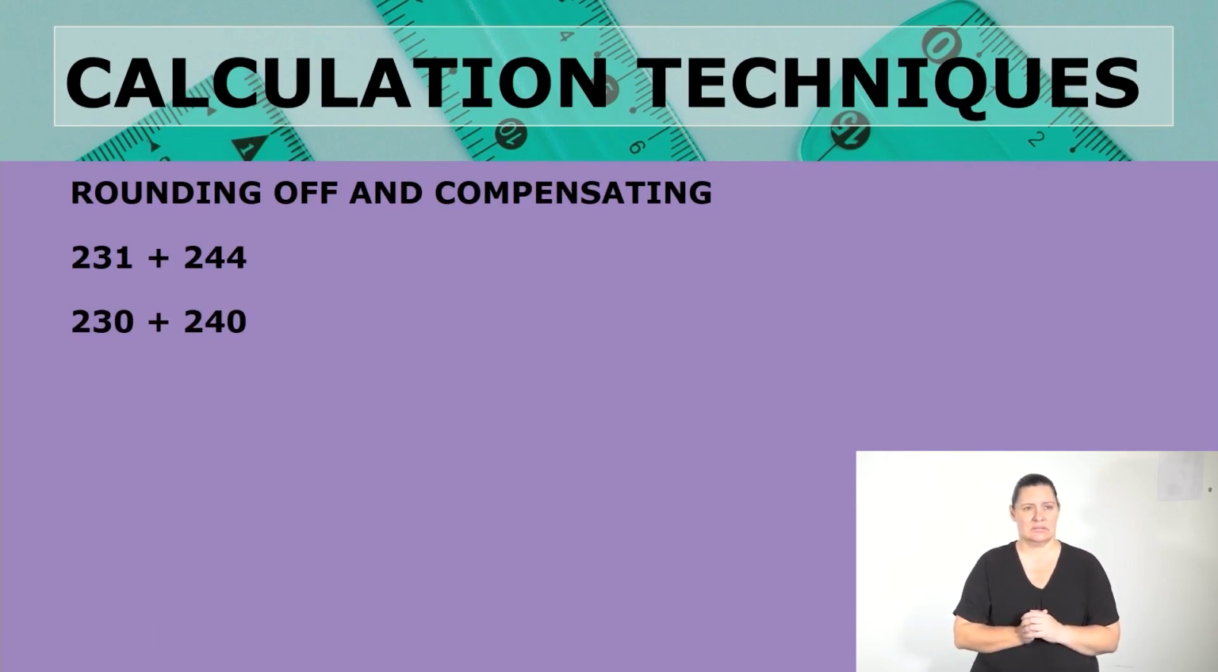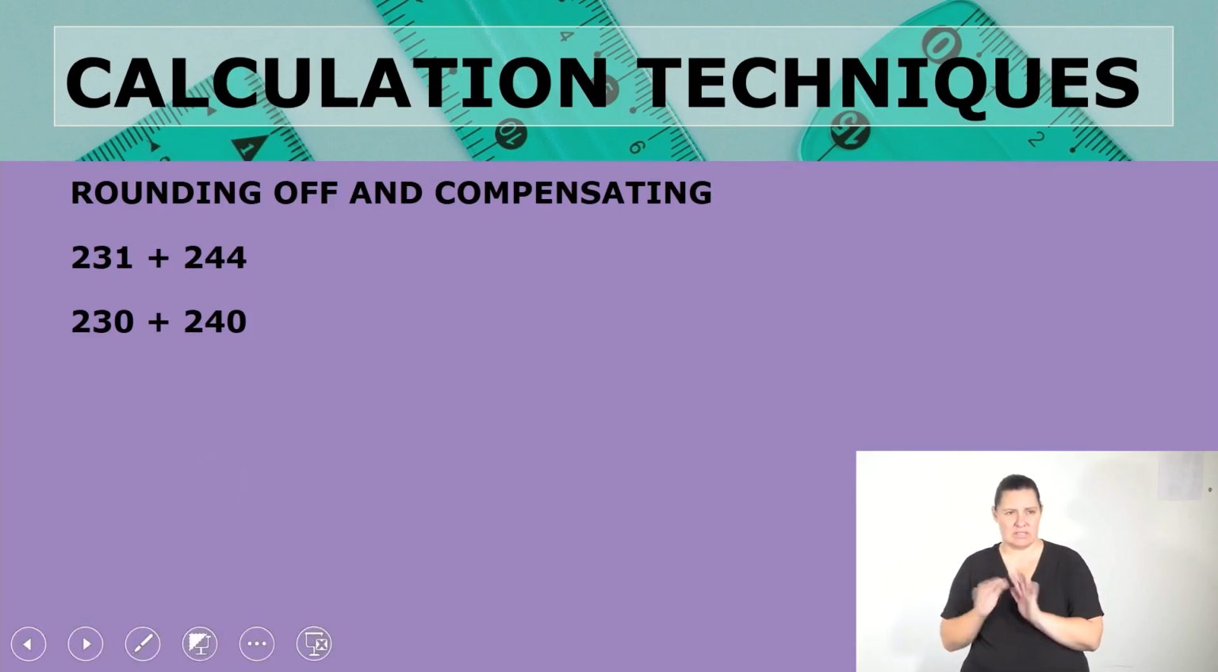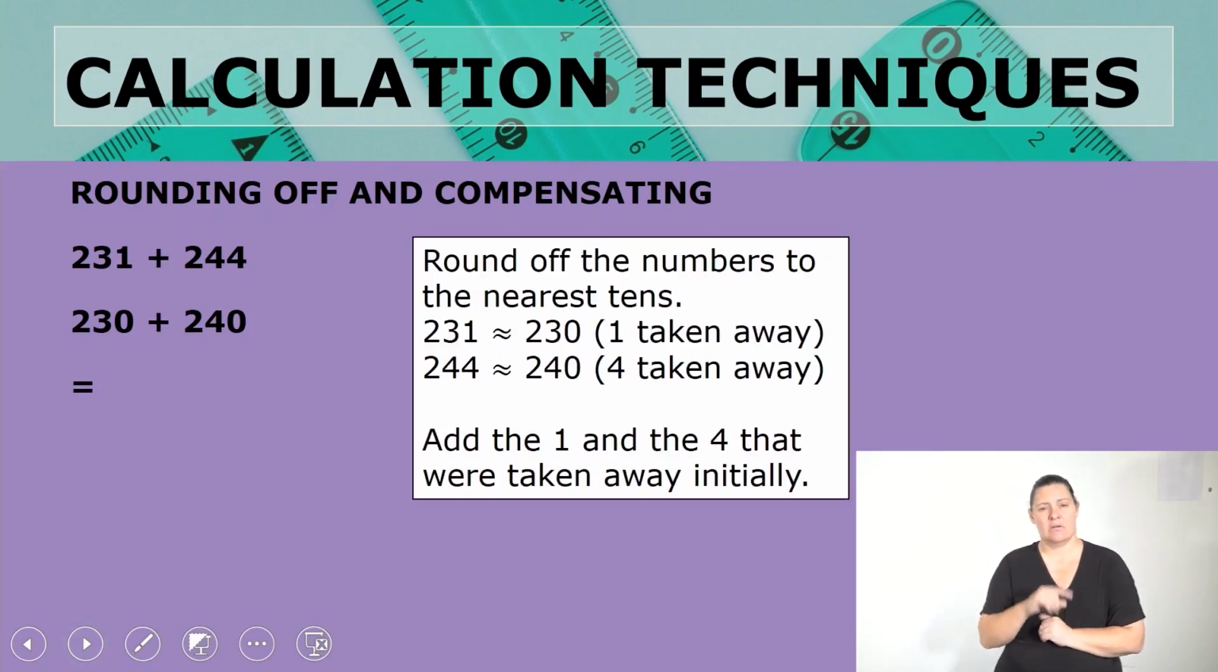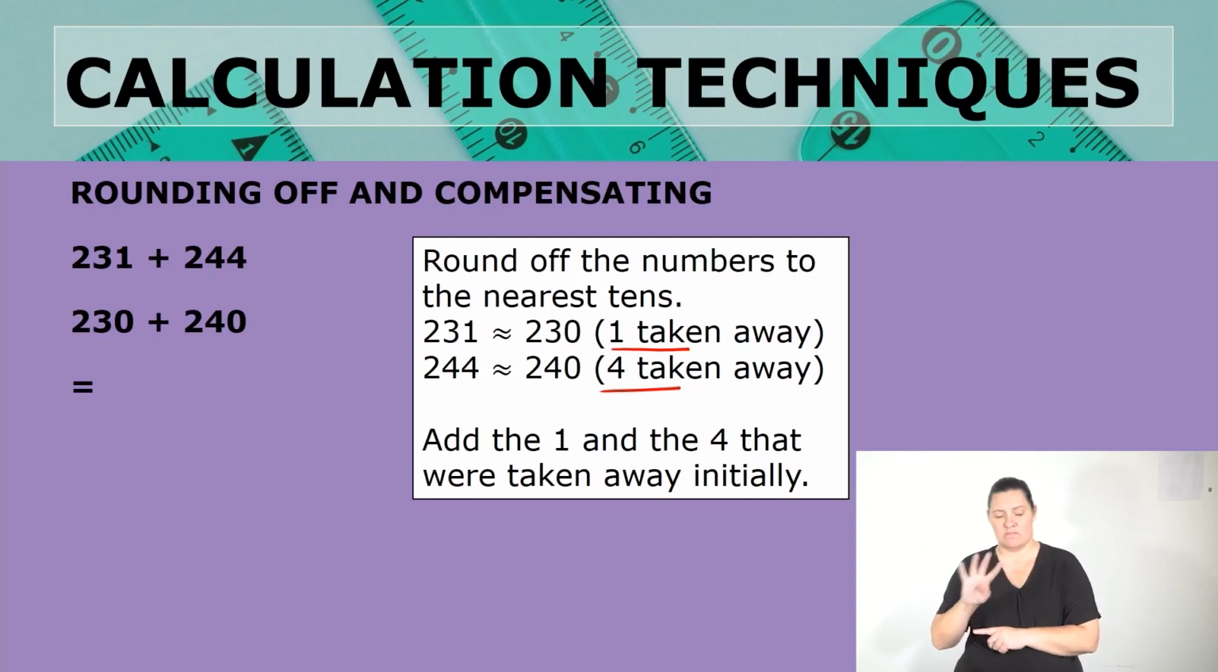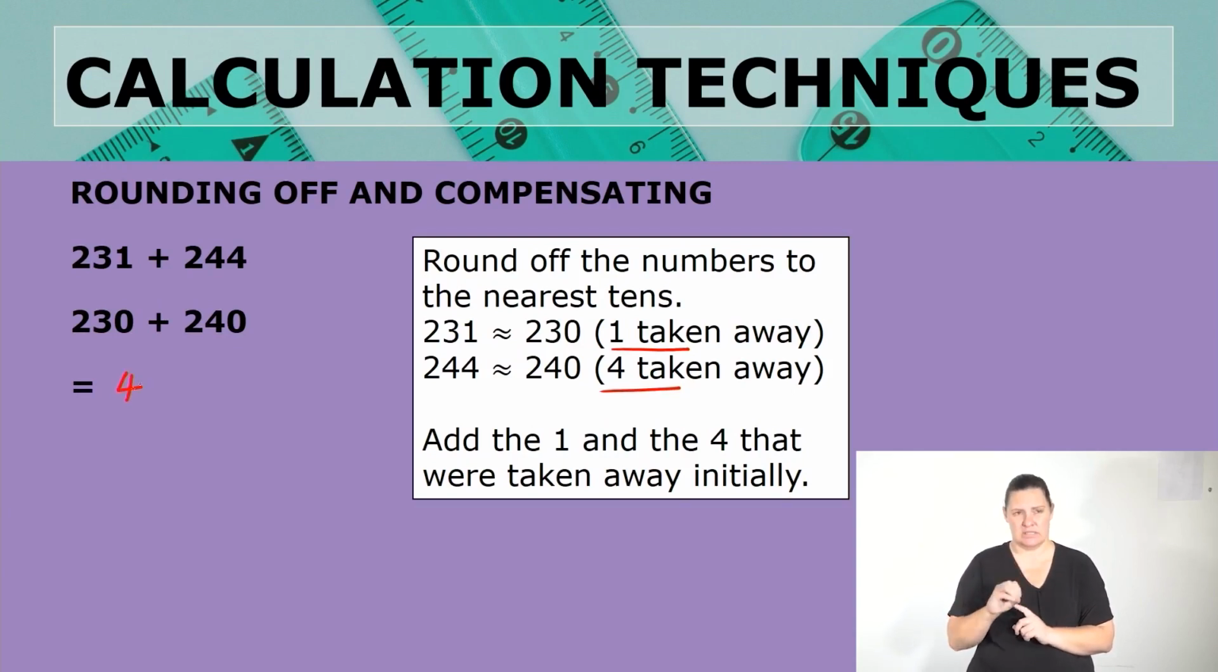So now 231 rounded off to the nearest 10 is 230. And 244 rounded off to the nearest 10 is 240. So because we have taken away 1 from the 231 and taken away 4 from the 244, we are first going to add these rounded off answers, and now I have 230 plus 240, that gives me 470. That's when I have rounded them off.